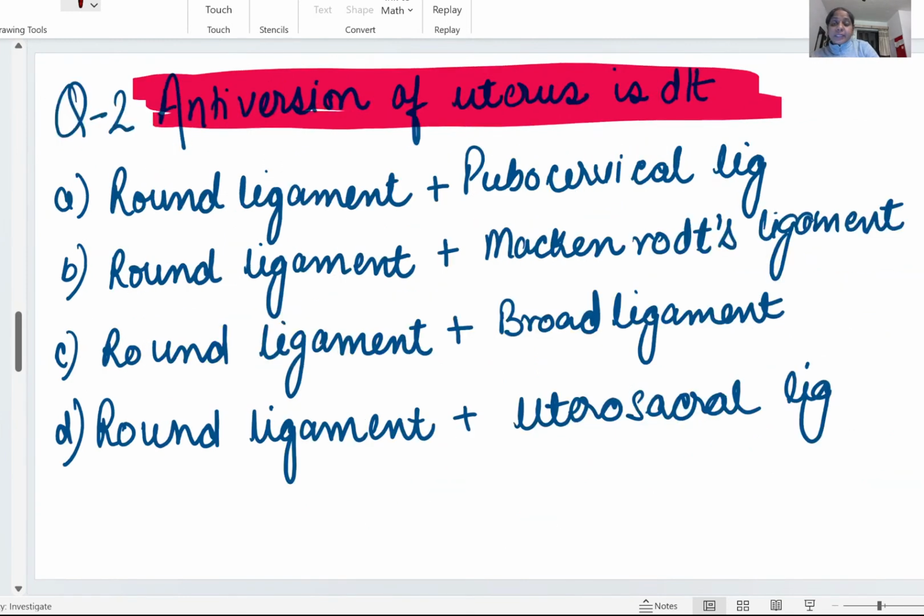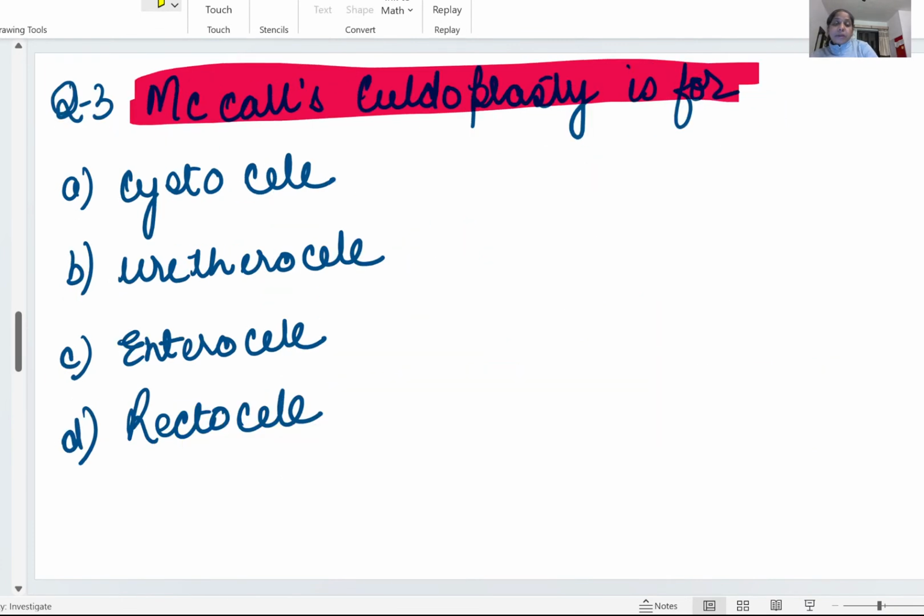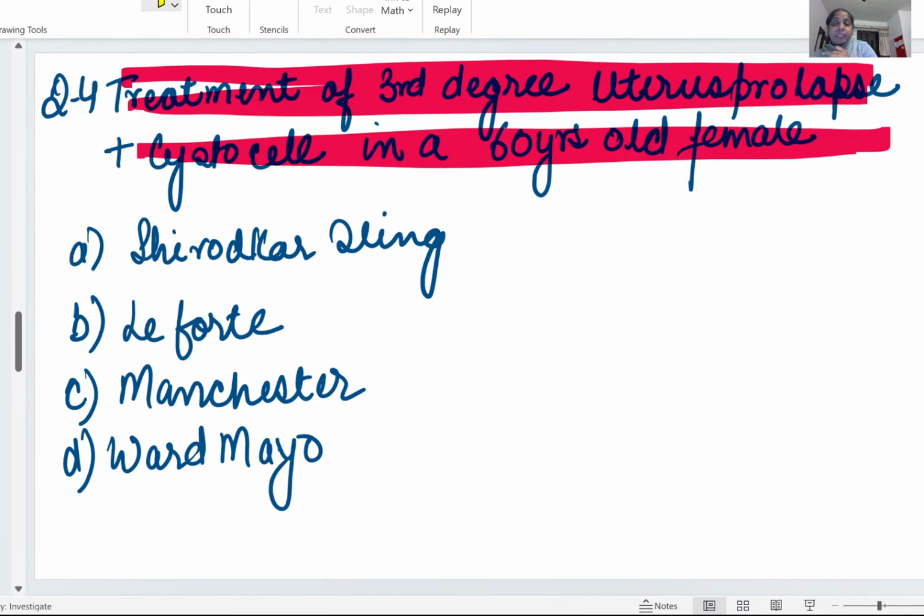Question number 2. Answer is round ligament and uterosacral ligament. Question number 3. McCall culdoplasty is for enterocele.